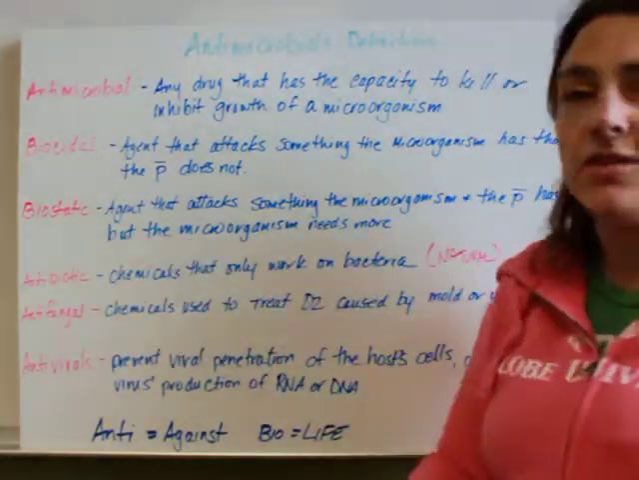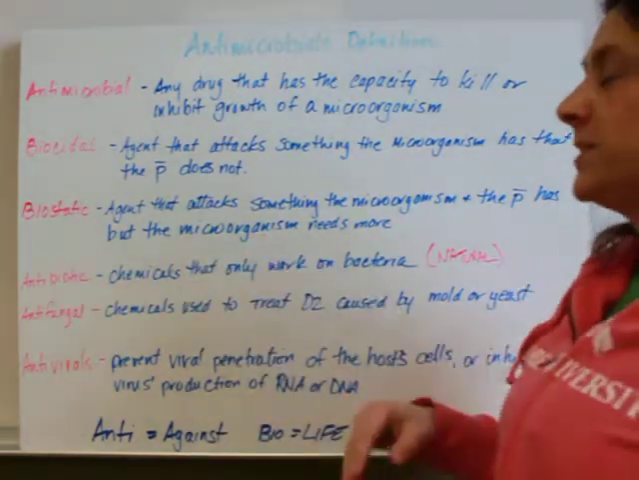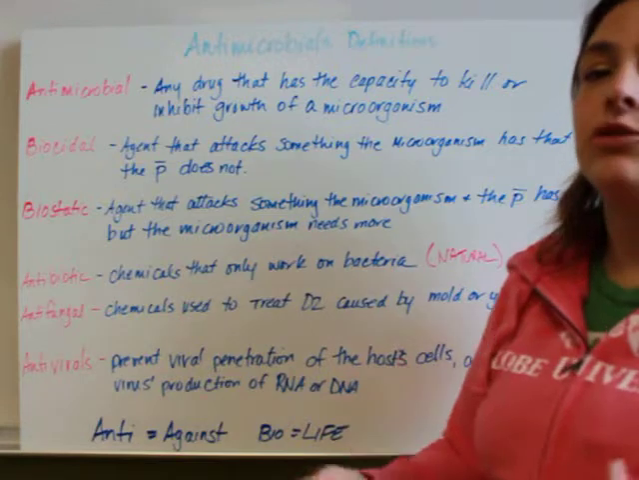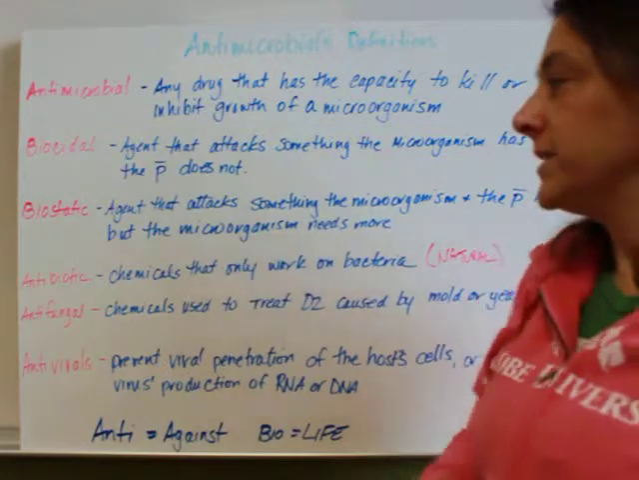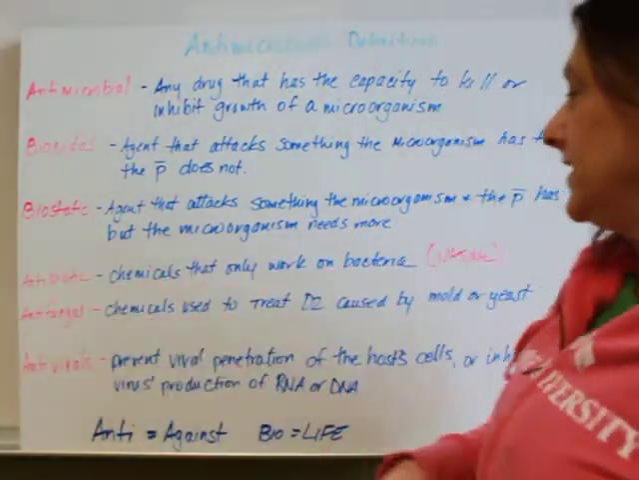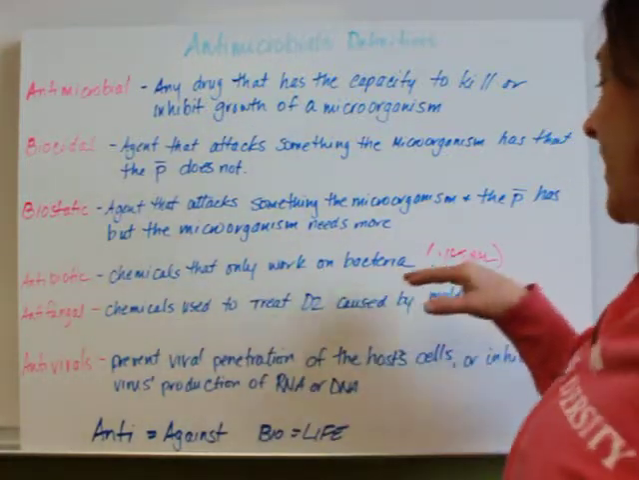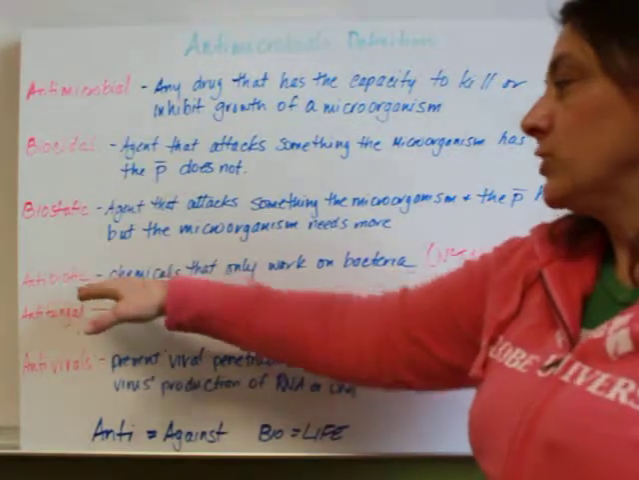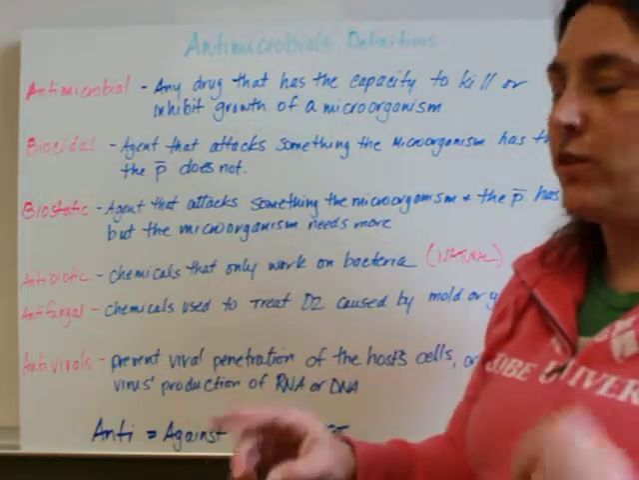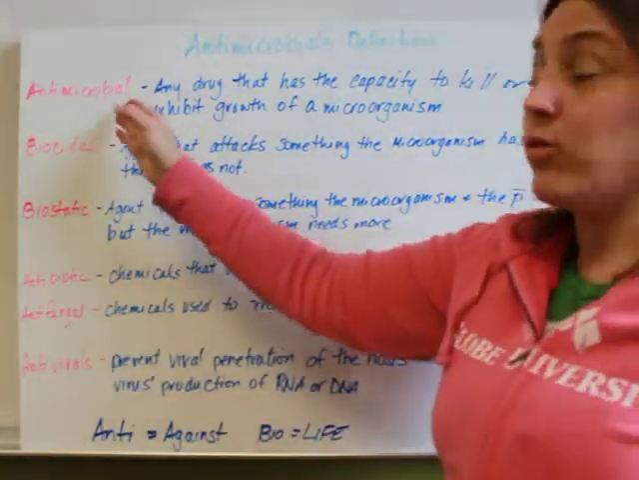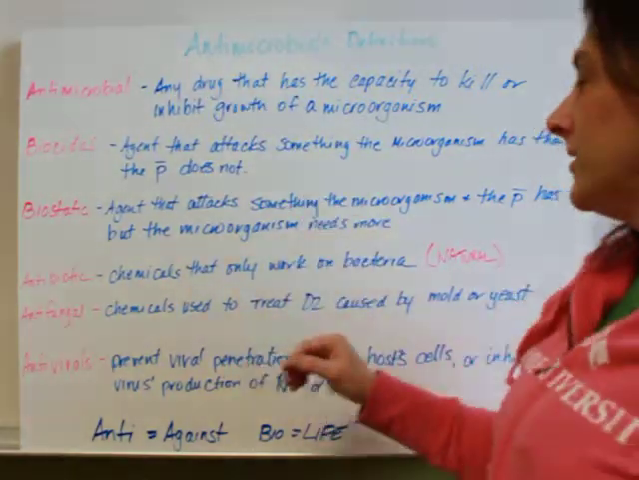Biostatic is an agent that attacks something that microorganisms and the patient have, but the microorganism needs more. This has to do with folic acid, and we'll talk about the antibiotics that work with folic acid. So an antibiotic is a chemical, and it's usually a natural chemical, that works only on bacteria. The reason why I say it's usually only a natural chemical is because in the world of medicine there's a bunch of different words, and so an antimicrobial would be anything, so even synthetic, that kills bacteria.